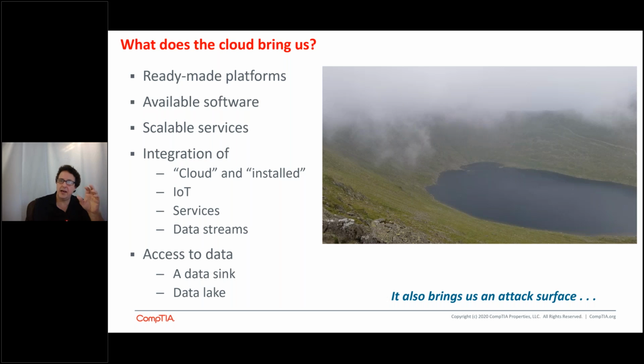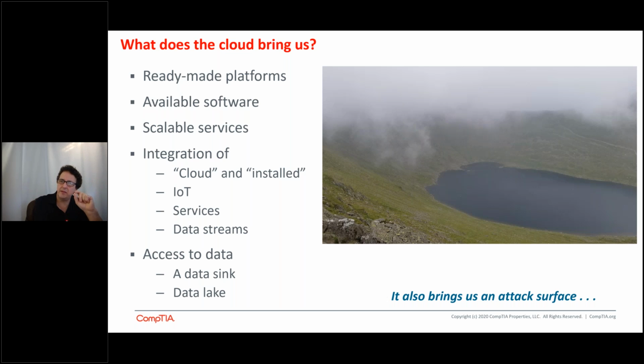So it integrates cloud and install. It can integrate IoT data and services and all sorts of data streams. And it gives us access to data. It can act as a data sink here. That's a place in England called Helvellyn. It's a really cool lake up in a mountain somewhere. And I thought it was kind of fun to see this lake in a cloud, kind of like a data lake in a cloud. Get it?